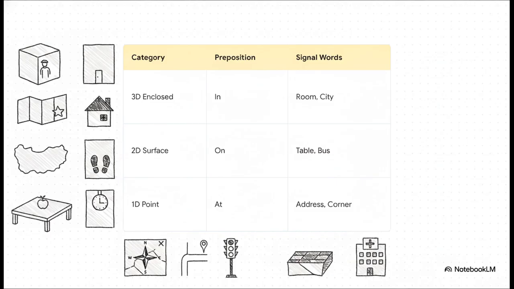Next, we use on when we have contact with a 2D flat surface. Think of a table, the floor, a wall, or a street. And finally, we use at for a specific 1D point or exact location. It has no real dimension. It's literally just a spot on a map, like an exact address, a corner, or a specific venue. So burn this into your memory. 3D is in, 2D is on, and 1D is at.